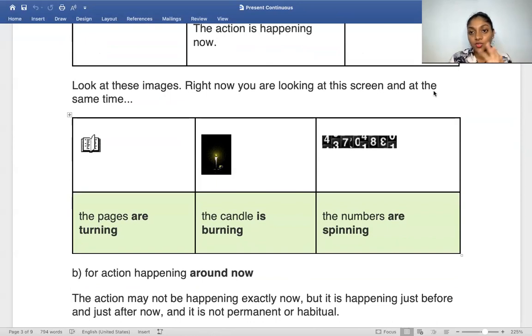Look at these images. Right now, you are looking at the screen. And at the same time, there are 3 more actions happening exactly at this moment. What are they?